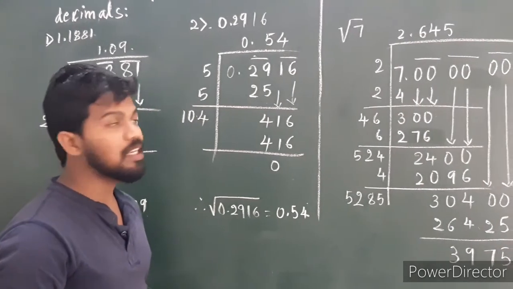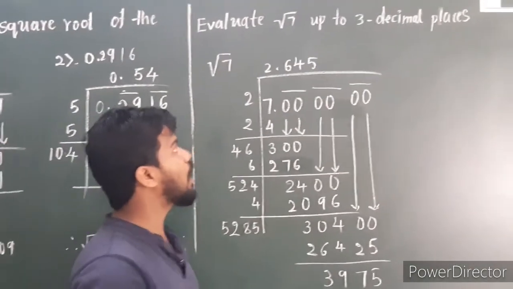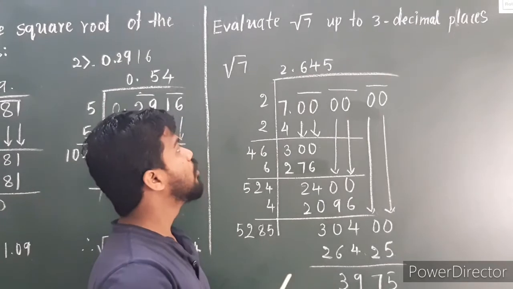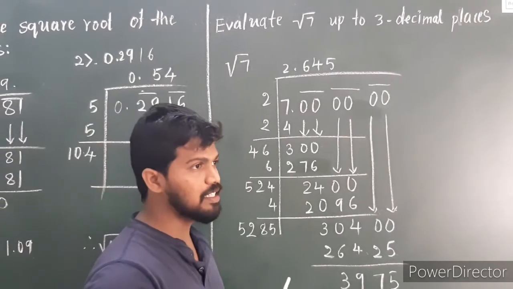So the next question: evaluate root 7 up to 3 decimal places. You can find up to 4 or 5 also, but in that question you find it to 3 decimal places.